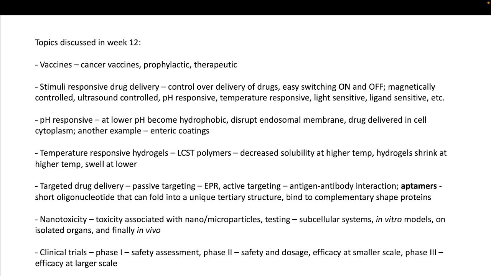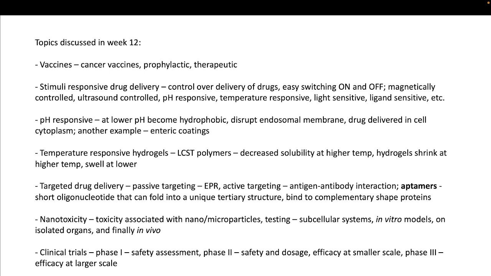Now this was about stimuli responsive drug delivery. There is another concept in drug delivery known as targeted drug delivery, where you want to specifically target a particular organ or a particular cell or a particular tissue in the patient's body. Targeted drug delivery can be divided into two parts: passive targeting and active targeting.